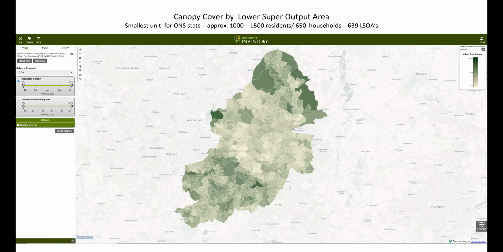So this is the map that we're using now to identify where we need to target tree planting most. And this is based on the lower super output areas. Those are areas used by the Office for National Statistics. They're the smallest unit for those, and they cover approximately 1,000 to 1,500 residents or 650 households. And we've gone from 10 constituencies to 69 wards, now down to 639 lower super output areas, or neighbourhoods, I suppose those will be.